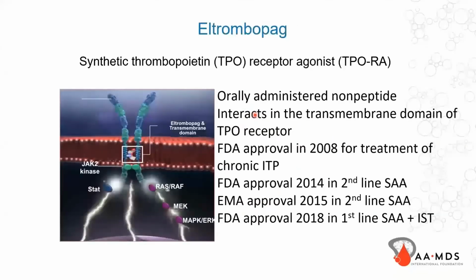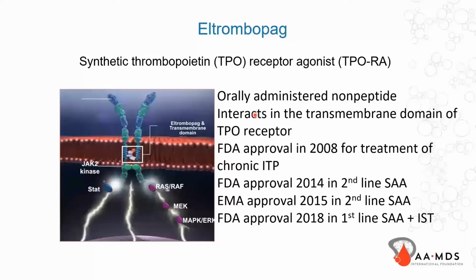Now, here are where the more recent advances have come from. So I talked about the backbone, ATG plus cyclosporin, preferentially horse ATG. The problem is that horse ATG is usually not widely available outside of the United States.